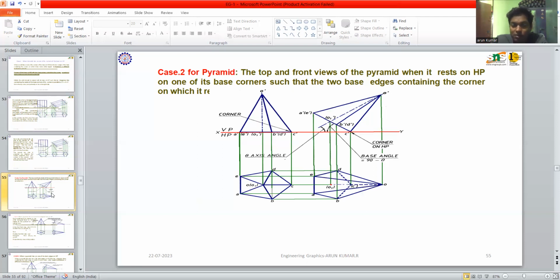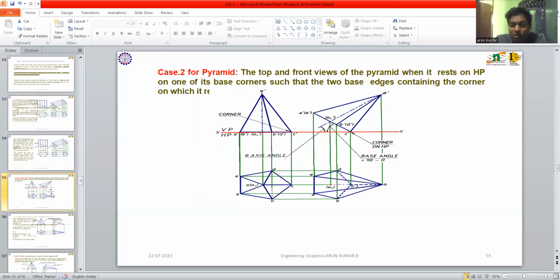After that, from the XY line, you have to draw a vertical line of the height value given in your question. That is the height of the solid, and its end is named O dash. After completing O dash, I have to join all the corners to O dash. For example, A, E dash is joined with O dash, then B, D dash is joined with O dash, and C dash is also joined with O dash.